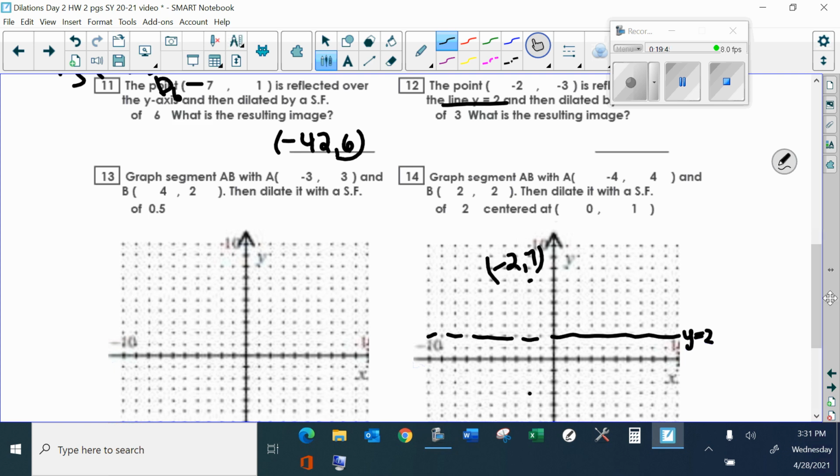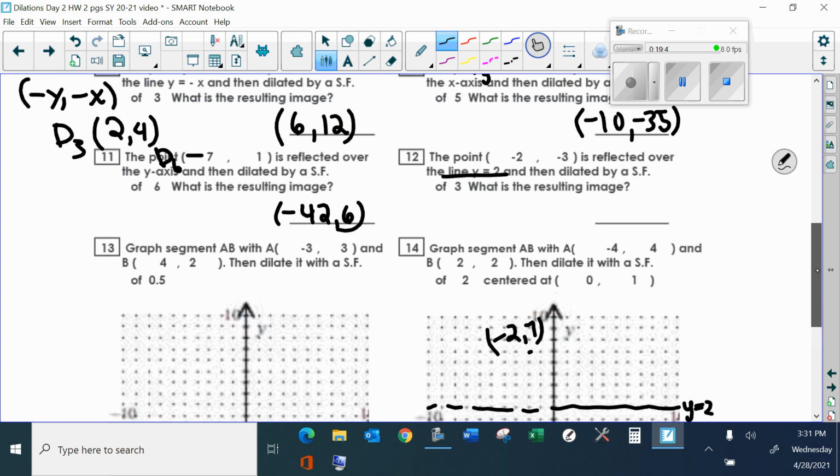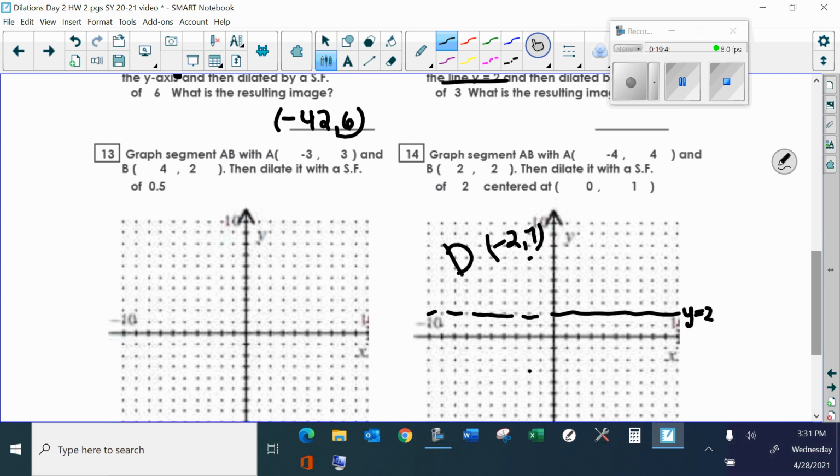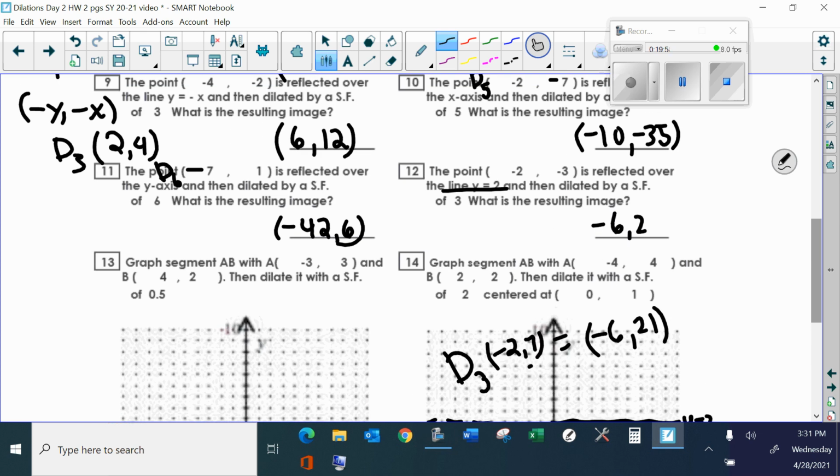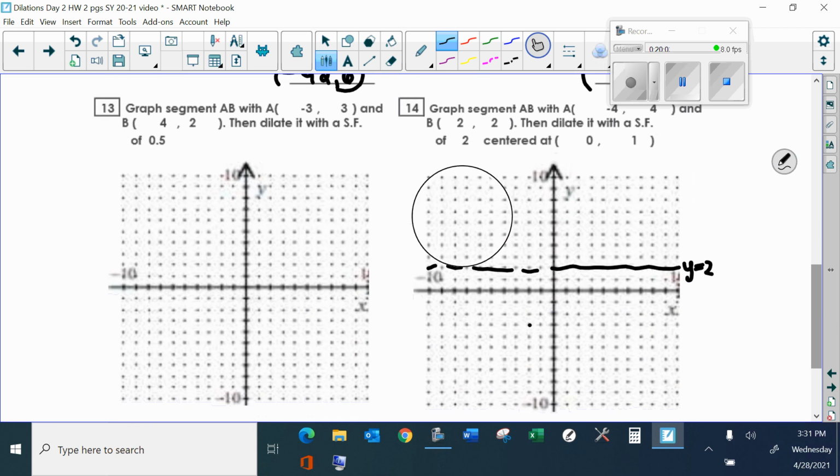Okay, so I've done that. Then I take that and dilate it by a scale factor of 3, which is (-6, 21). Okay, now we get down to the last two.